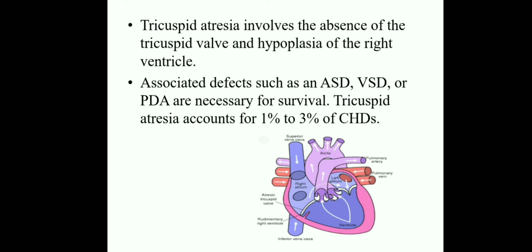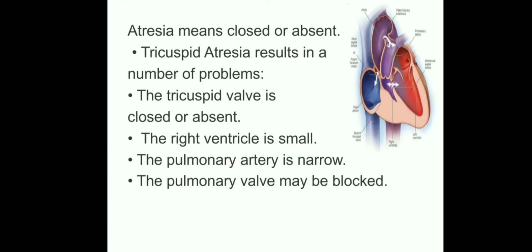Here, tricuspid atresia accounts for 1 to 3% of congenital heart diseases. How much is it associated with congenital heart disease? Only 1 to 3% of children have this condition. Atresia means the absence of the tricuspid valve. Coming to the associated conditions, atresia means closed or absent.